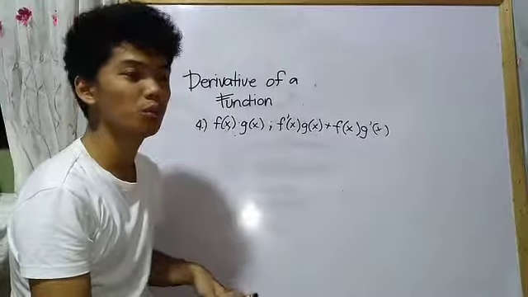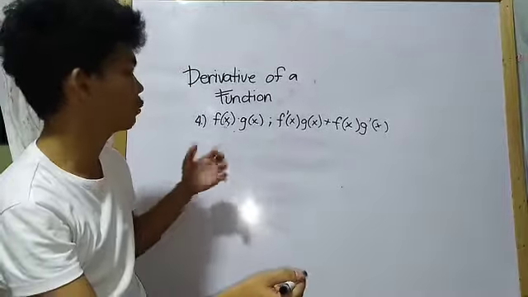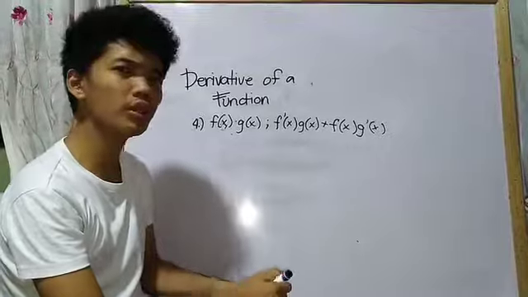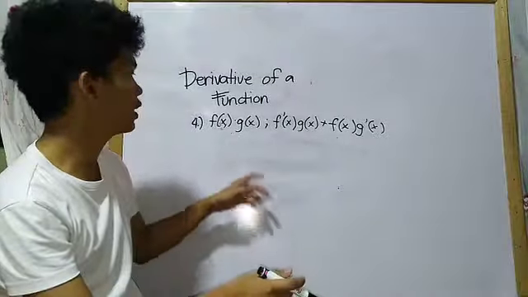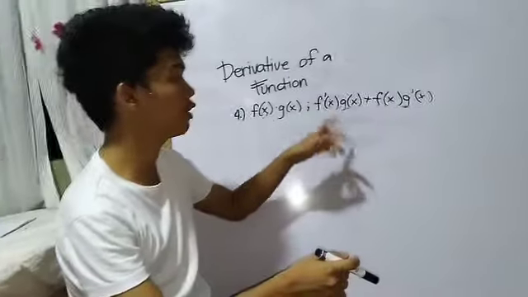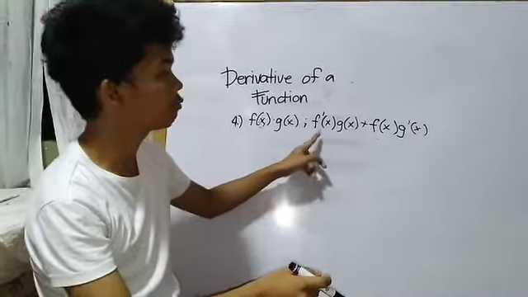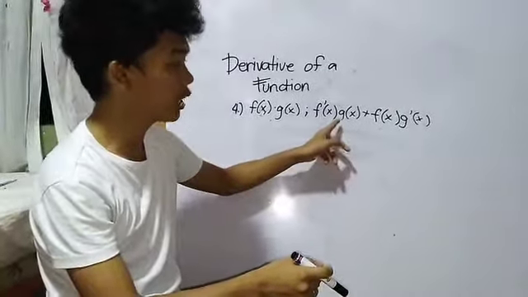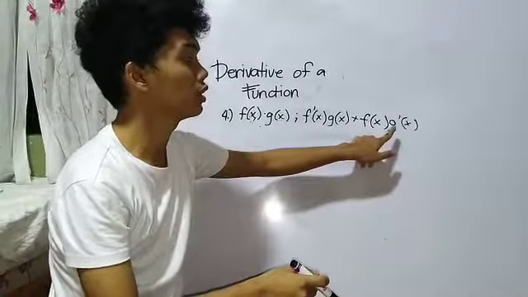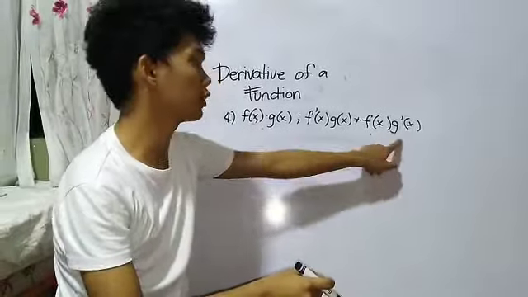Okay, so moving forward, we have the product rule as our fourth rule. So the product rule formula is just f of x times g of x. So we can get the derivative of that as f prime of x times g of x plus f of x times the derivative of g of x.